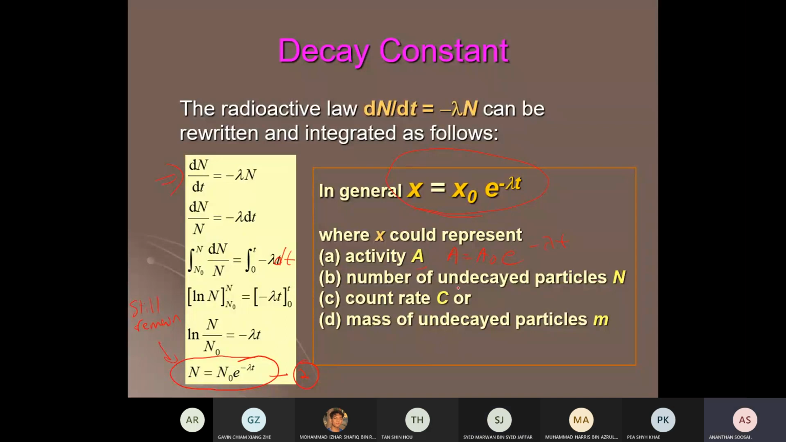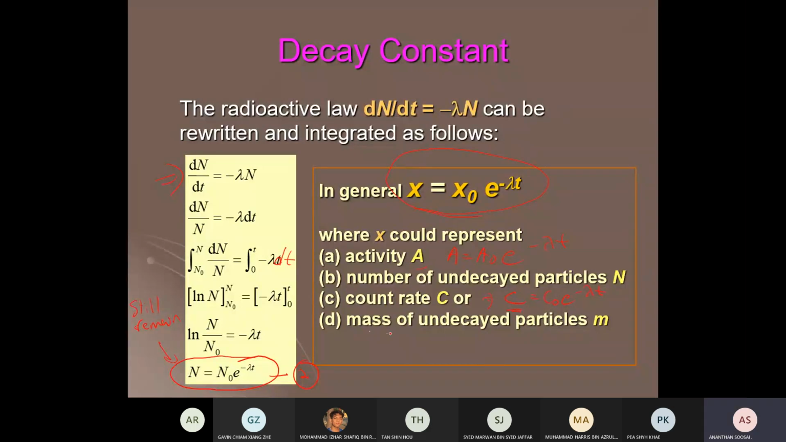N, just now I showed you N. Count rate also can represent the same pattern: C equals C naught e to the negative lambda t. What is the count rate after time t? We can use this formula.